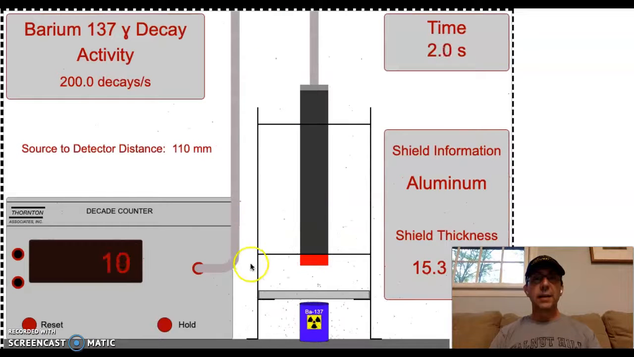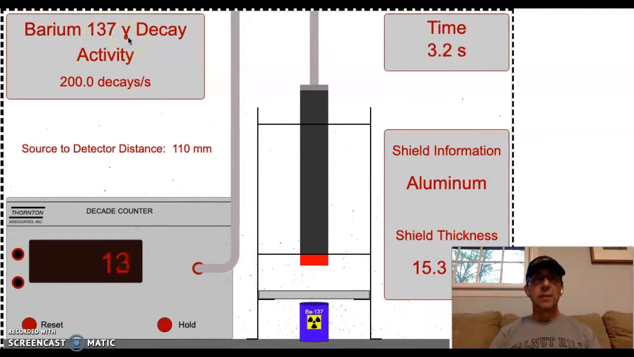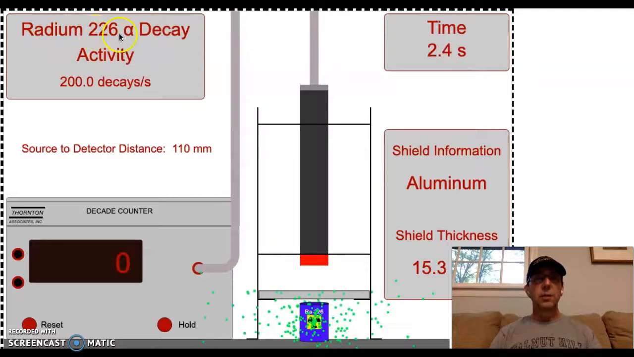Now this is a lot like the lab we used yesterday, except here the distance from the source to the detector is fixed. We can still change what radioactive element we have over here. So there's barium, there's radium, and there's carbon-14. Carbon-14 is a beta emitter. Barium-137 is a gamma emitter. That symbol means gamma. And radium-226 is an alpha emitter, and so that emits alpha particles or helium nuclei.